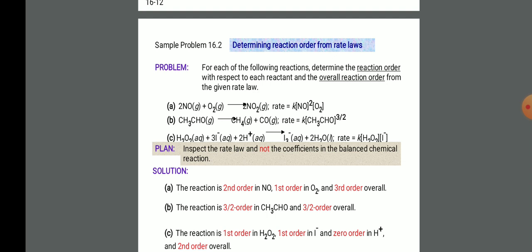Why? The 2 moles of NO and 1 mole of O2 give 3 moles. Therefore, this is a third order reaction. Okay, is it clear? The next reaction is 3/2 order in CH3CHO, and 3/2 order overall.